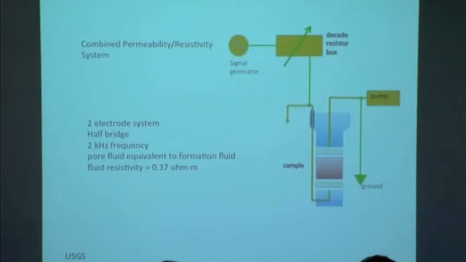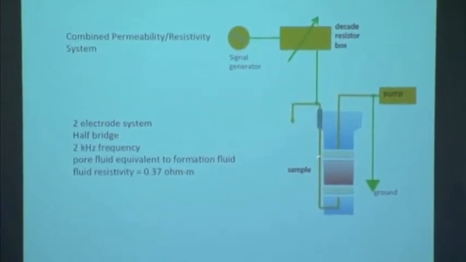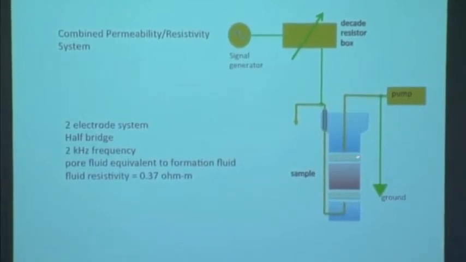It's a real challenge to work with some of these fault zone materials. So here's the setup that we used for the joint permeability resistivity measurements. The sample would be here in a pressure vessel. It's jacketed with steel end plugs and porous sandstone wafers on either end of it.